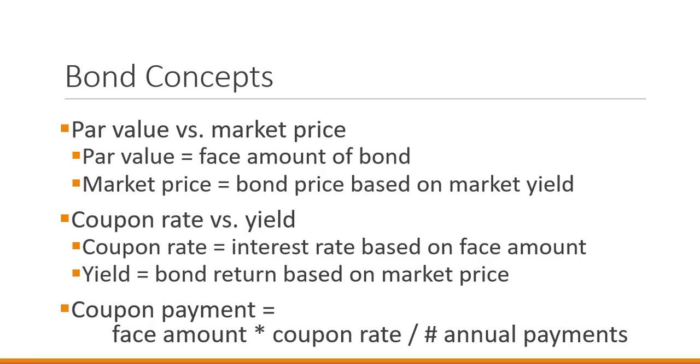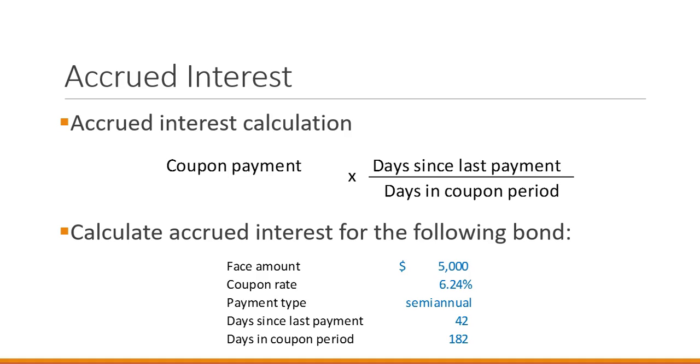And finally, a calculation. Coupon payment is the face amount of the bond times the coupon rate divided by the number of annual payments. And for most bonds, payments are semi-annual, which means there are 2 interest payments per year. Accrued interest is a calculation that occurs when a bond is sold between interest payment periods, which is most of the time. Again, bonds typically pay interest 2 times a year, so there are only 2 days in a year which don't require interest accrual calculations. Any other time a bond is sold, an accrued interest calculation is necessary.